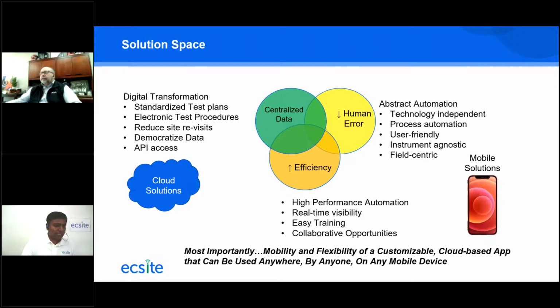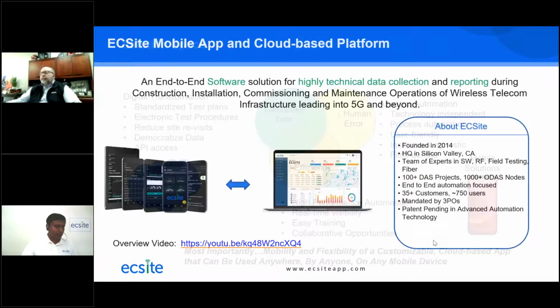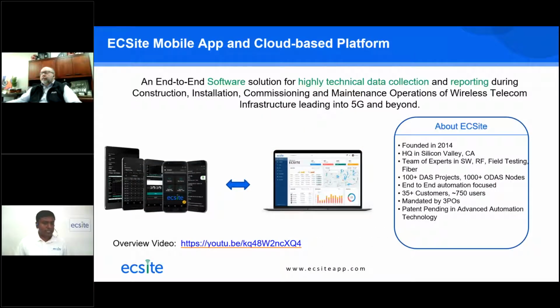Having dealt with some of these problems in my previous ventures, we came up with what we do at ECSite. Just as an introduction, we are a software company located here in Silicon Valley in California. What we do with our software is we collect highly technical data. The app itself is a mobile app and a cloud app. They both are RF aware or fiber aware, or whatever the context, so all of that is built into the app itself.